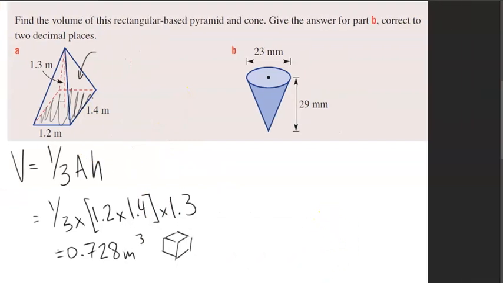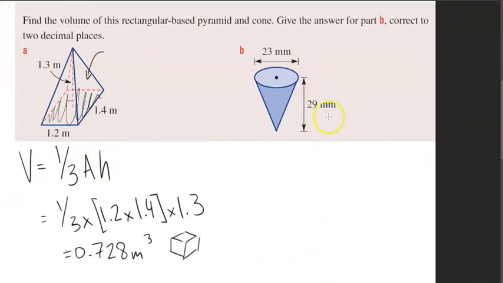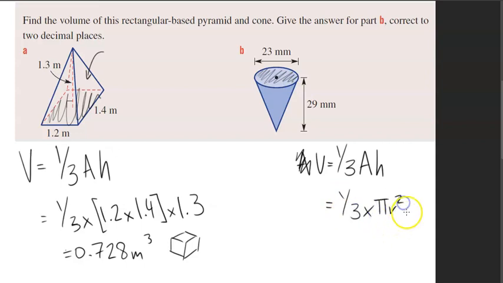Last example before you guys can start on the questions. We're going to get the volume, not area, volume of this one here. So again, 1/3 times the area times the height. Remember, the area is circular this time because we're dealing with a cone. So it's 1/3 times pi r squared times its height. So this is equal to 1/3 times pi times the radius.